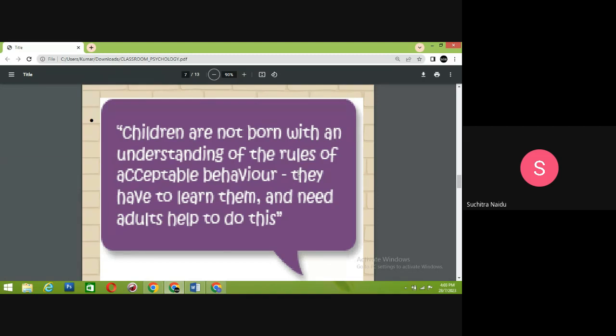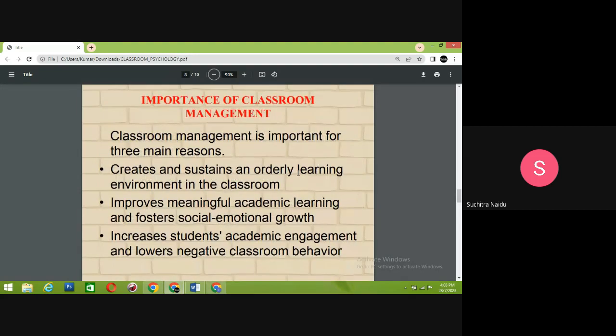Ma'am, next slide. Okay, coming to the importance of classroom management. That was about behavior. Now, why do we have to manage the class? There are three main reasons. First, it creates and sustains an orderly learning environment in the class. We have to first create it. Learning doesn't happen just like that.